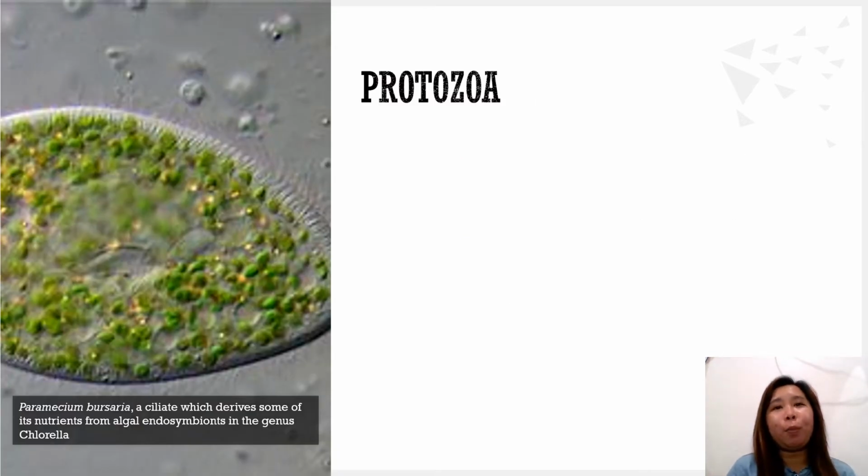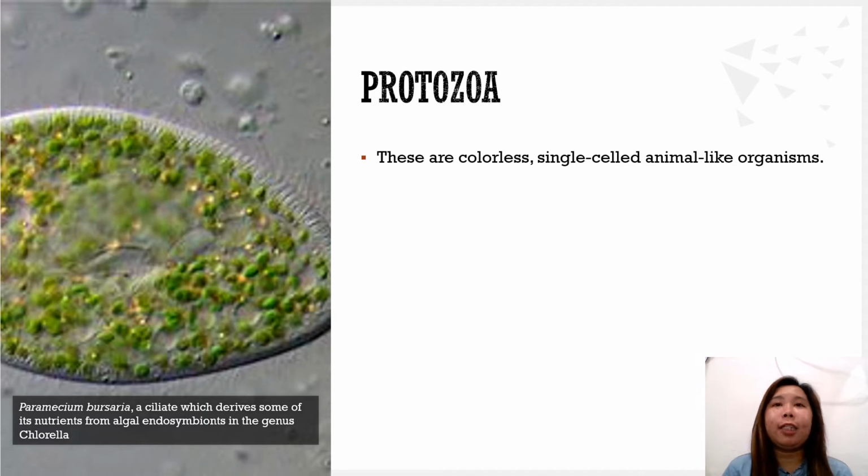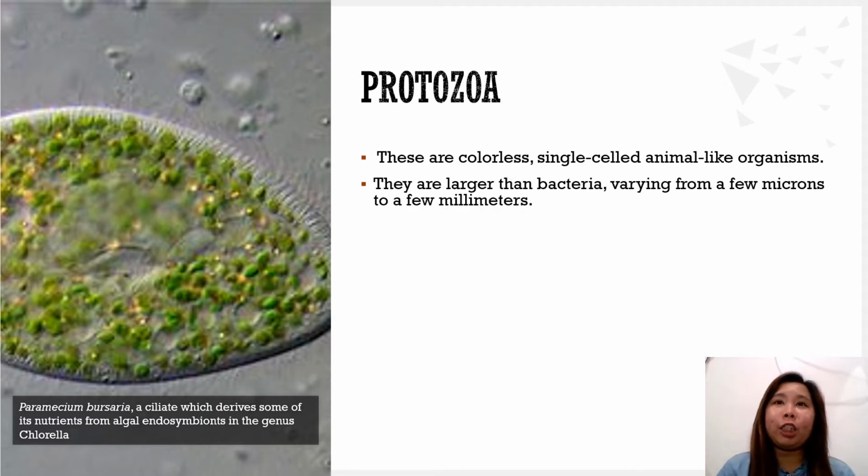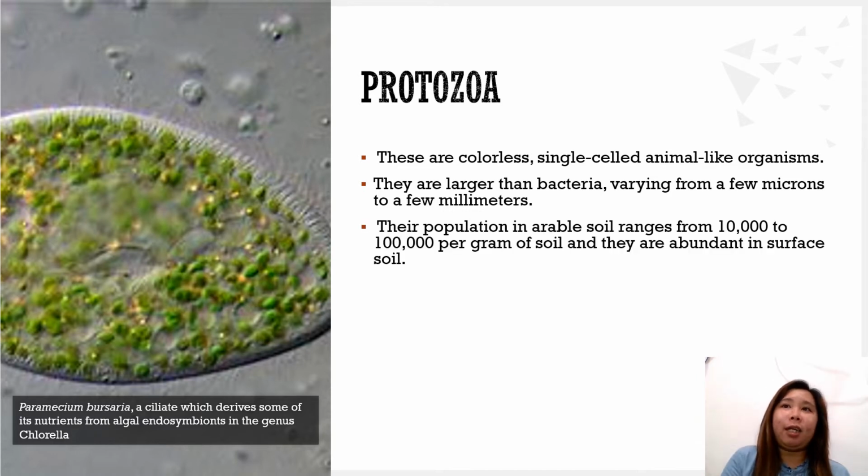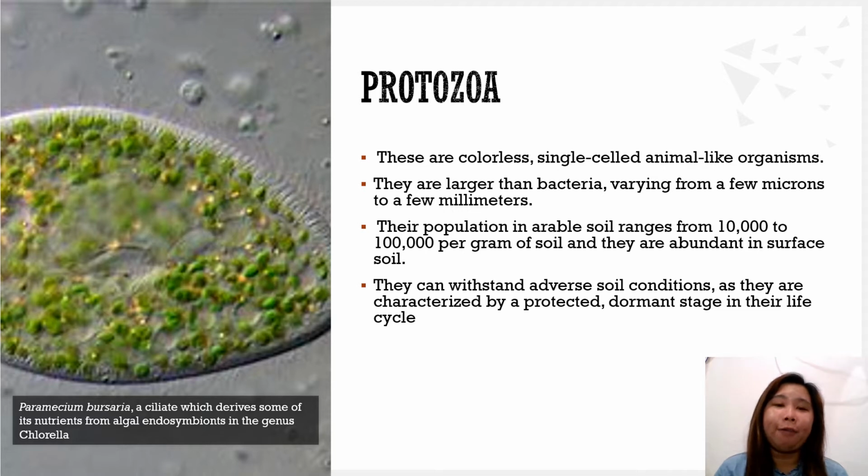Next to fungi is protozoa. Protozoa are colorless, single-celled animal-like organisms. They are larger than bacteria, varying from a few microns to a few millimeters. Their population in arable soil ranges from 10,000 to 100,000 per gram of soil, and they are abundant in surface soil. They can also withstand adverse soil conditions as they are characterized by a protected dormant stage in their life cycle.